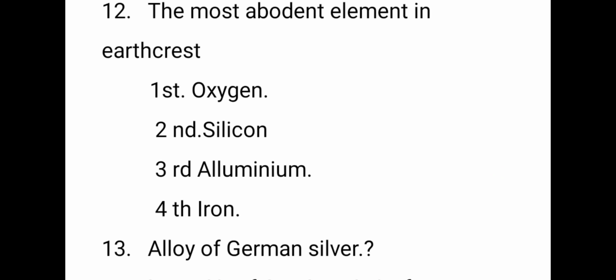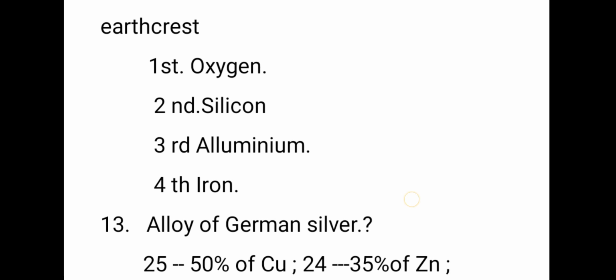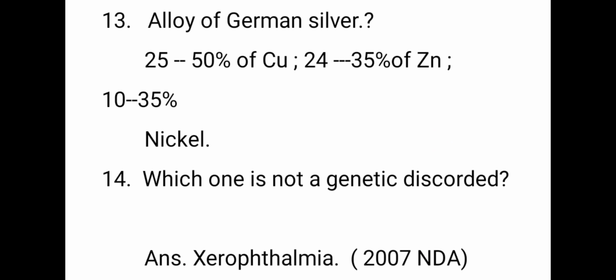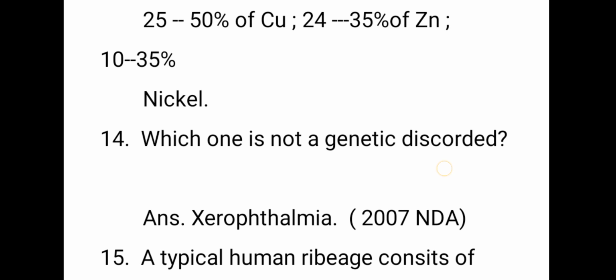The next question. The most abundant element in the earth's crust. Generally, the first place is oxygen, the second is silicon, third aluminum, and fourth iron. The next question. Alloy of German silver: 25 to 50% of copper, 24 to 35% of zinc, and 10 to 35% of nickel.